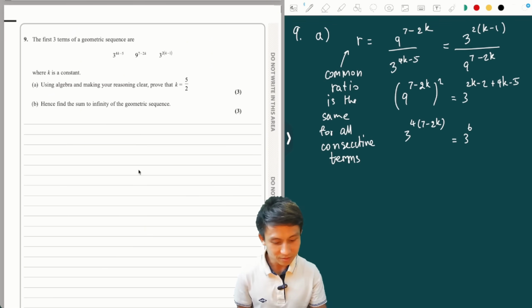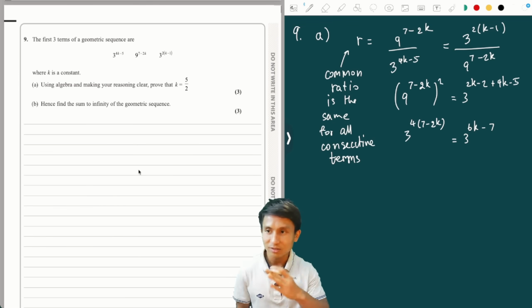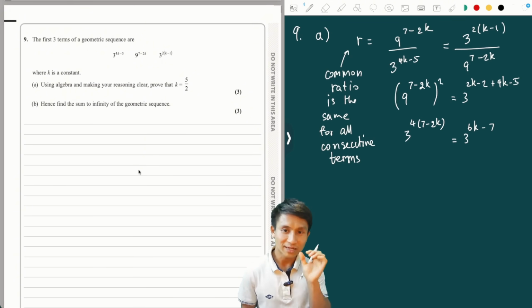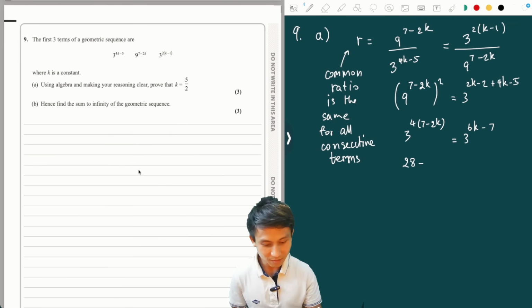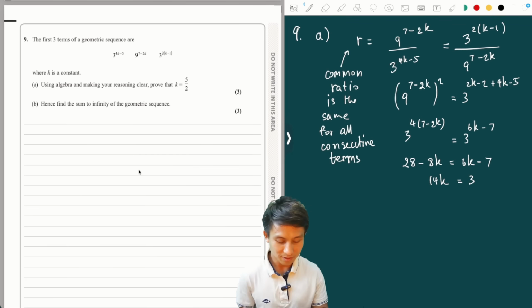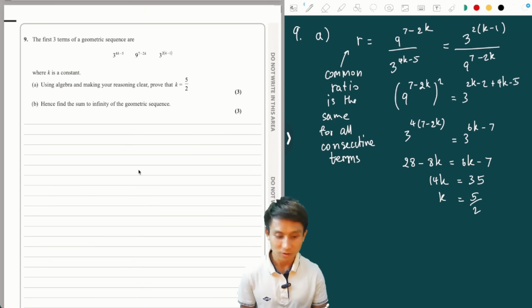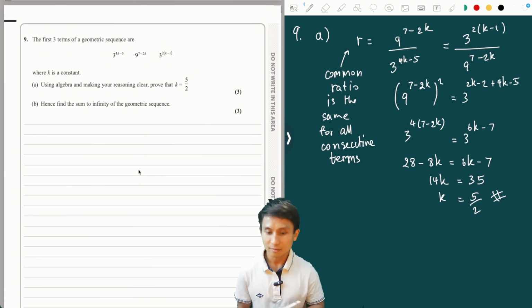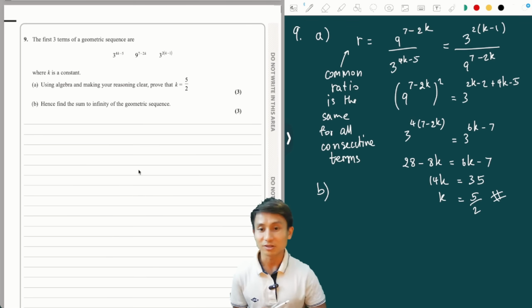And on the right, you can see where I'm going here, because I'm trying to make the base on two sides the same so that I can equate the powers. So I have here 28 minus 8k equals 6k minus 7. So I have 14k equals 35, and that is k equals 5 over 2, yeah, as required. There you go. B. Hence find the sum to infinity of the geometric sequence.